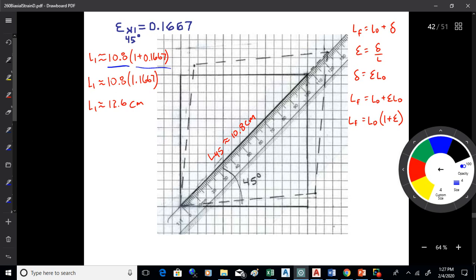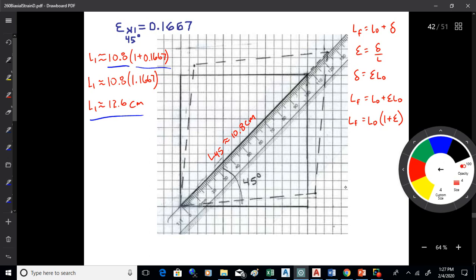Now what this model predicts is that if I take that 10.8 centimeter line and multiply it by 1 plus the strain, as we did a couple days ago, I'll come up with 12.6 centimeters. That's what this model predicts that the diagonal will be, 12.6 centimeters. Y'all with me there? Okay. And let's have a look and see if that works out.